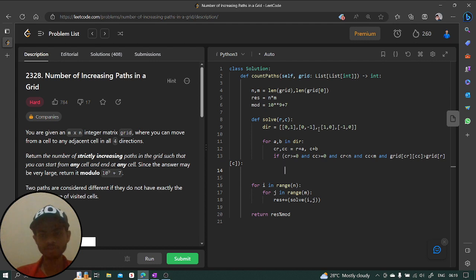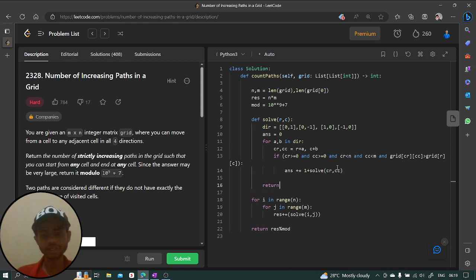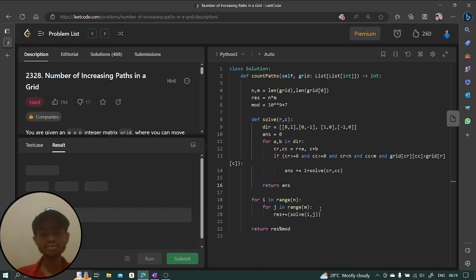So we can make a variable answer, which is initially 0, and here we can say answer plus equals 1 plus sol of current row and current column. After that we can simply return our answer, right? So let's try to run this code and see whether it's working fine or not. It will not work for large test cases currently, but it should pass the sample test case, right? So you can see that it could pass all the test cases.